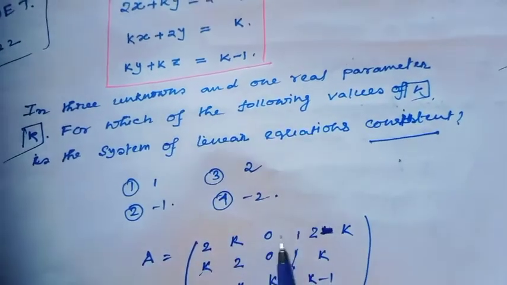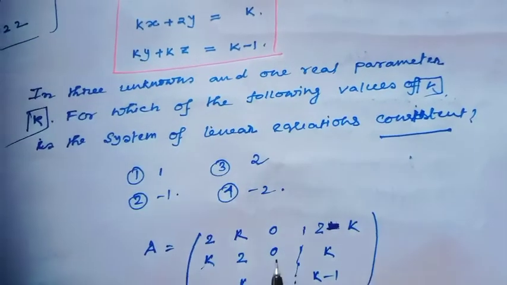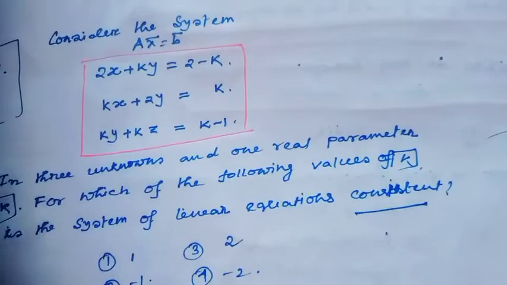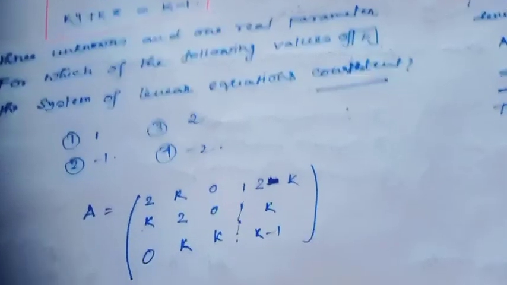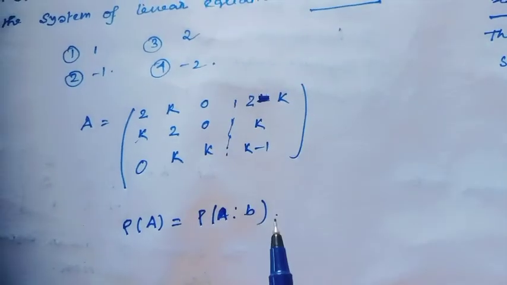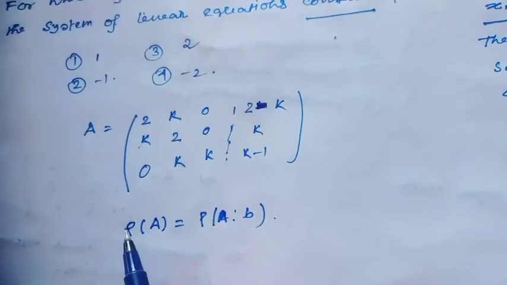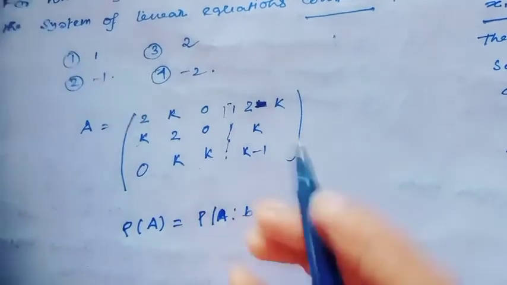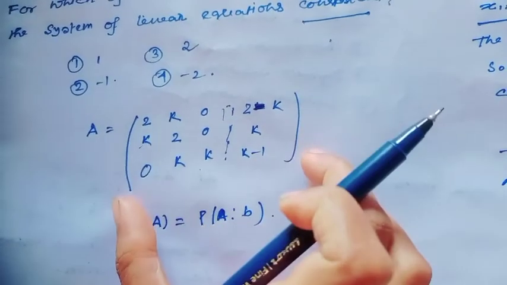Here this is the system of linear equations Ax equal to b, where the matrix reduces to k, 0, notice the equation, k, 2, 0, 0, k, k, and the value of b is 2 minus k, k, k minus 1, and the system would be consistent. This is the augmented matrix. We all of us know if the rank of this matrix, this part, is equal to the rank of this augmented matrix, here augmented matrix means this part.